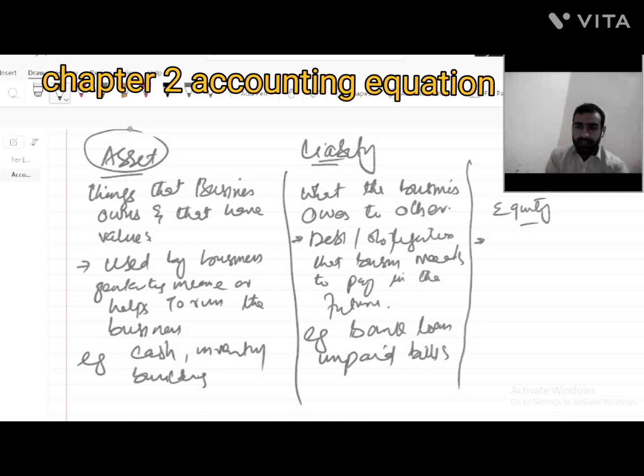Okay, so this equity represents the owner's investment in the business, and any profit kept in the business will be your equity. So I will say here that equity is the owner's claims on the business after all liabilities are paid. This means it represents two things.